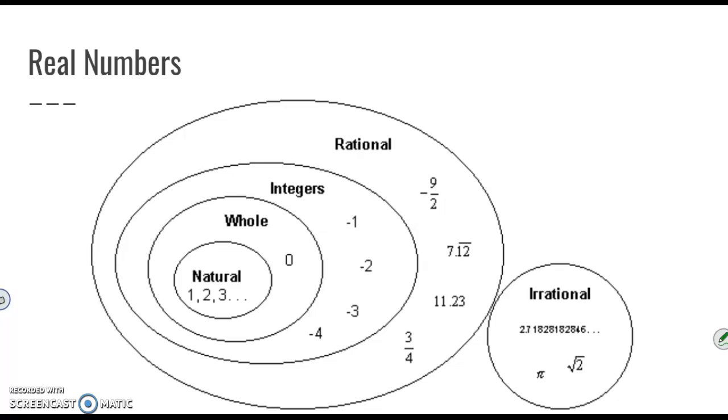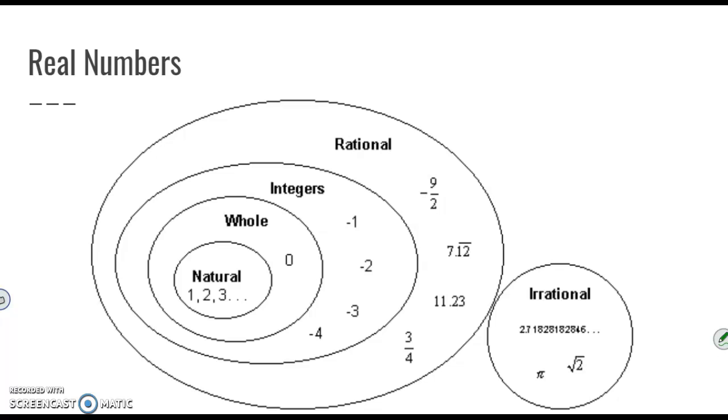Rational numbers include integers, whole numbers, and natural numbers. Recall that natural numbers are your counting numbers, 1, 2, 3, and so forth. Whole numbers are 0 and your natural counting numbers. Integers are the whole numbers and their opposites. For example, -1, -2, -3, and -4. And then again, rational numbers are any numbers that can be written as a fraction.